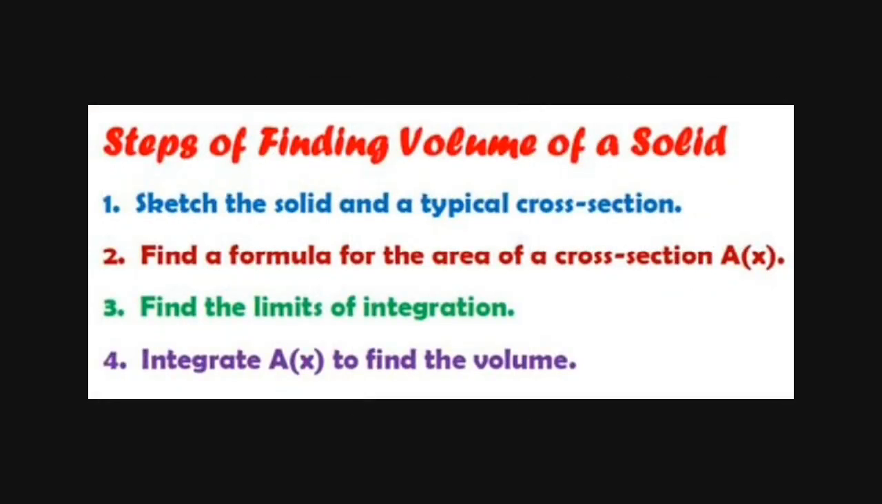Let's go over all of the steps of finding the volume of a solid. Step number 1, sketch the solid and a typical cross section. Step number 2, find the formula for the area of a cross section, A of x. Number 3 is to find the limits of integration, and number 4 is to integrate A of x to find the volume of the solid.